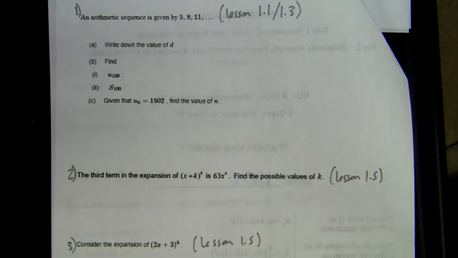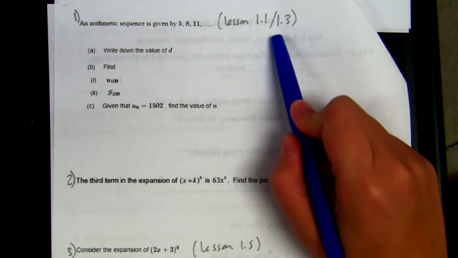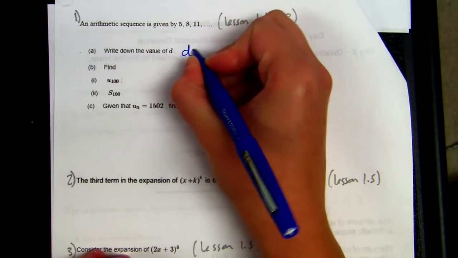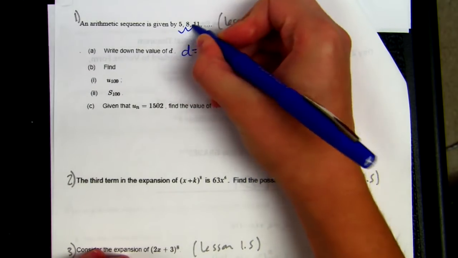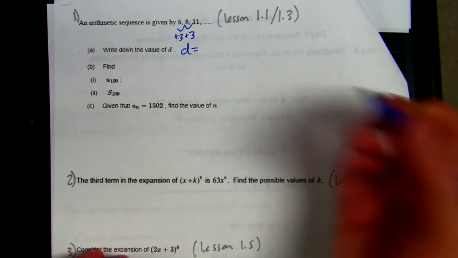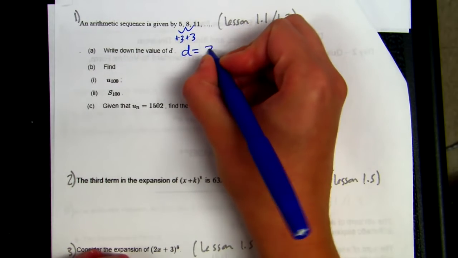So let's get started. We start with arithmetic sequences. An arithmetic sequence is given by 5, 8, 11, etc. Again, if you're looking for your notes, remember that it corresponds to lesson 1.1 and 1.3. Write down the value of d. As we know, the d represents our common difference. How do we get from there to there? We add 3 each time. Officially, we could take 8 minus 5, and we get our common difference is 3.